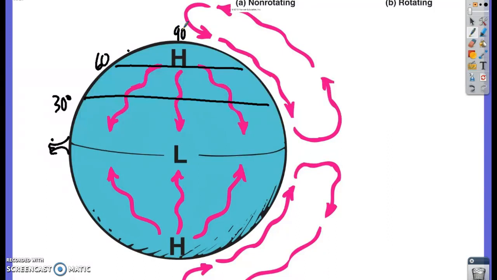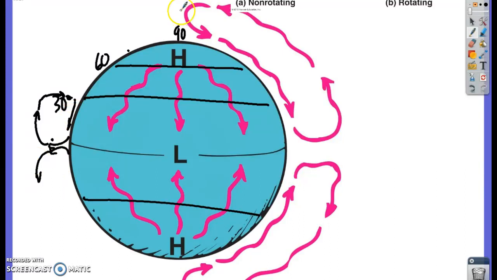Okay, as this air rises, it splits, and in the northern hemisphere it's going to go in this direction. In the southern hemisphere it's going to go back this direction toward the 30 down here. As it goes, it's going to cool off and begin to sink at 30 degrees. Then air down here would rush in and take its place, and you just have this little convection circle going on there.